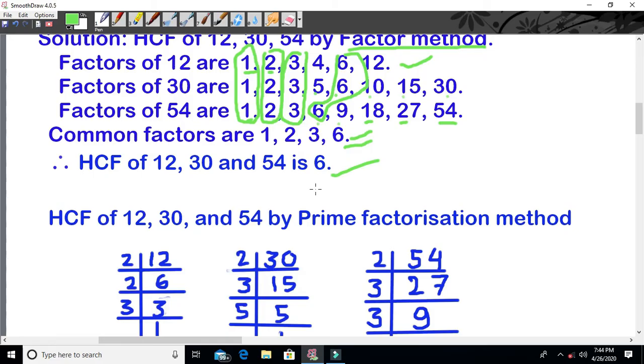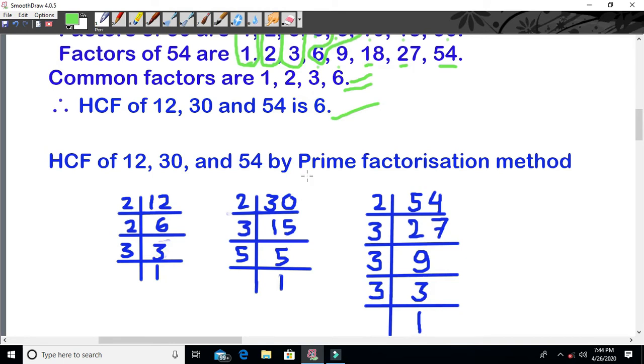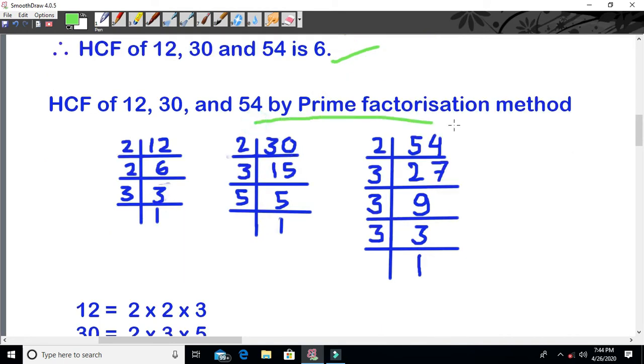Now we will solve the same question by the second method, that is the prime factorization method. We have to find the prime factors of each. For 12, we have to divide 12 by the first prime number, that is 2. When we divide 12 by 2, it will go 6 times. So we have written 6 here. Then this 6 we have to divide again by 2 and it will go 3 times. Now 3 is divided by 3, then it will go 1 time. In this way you have to divide till we get 1.